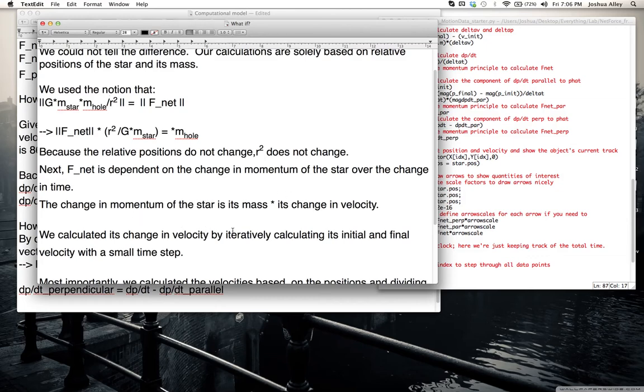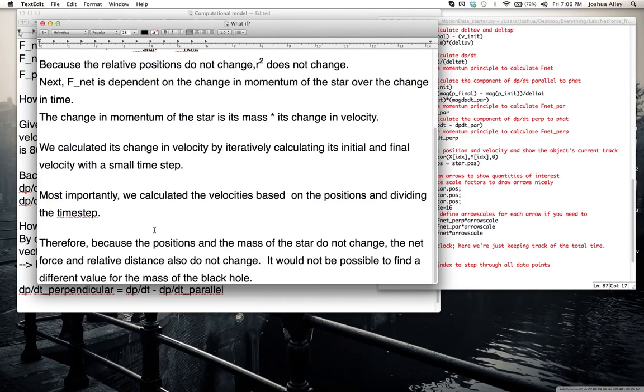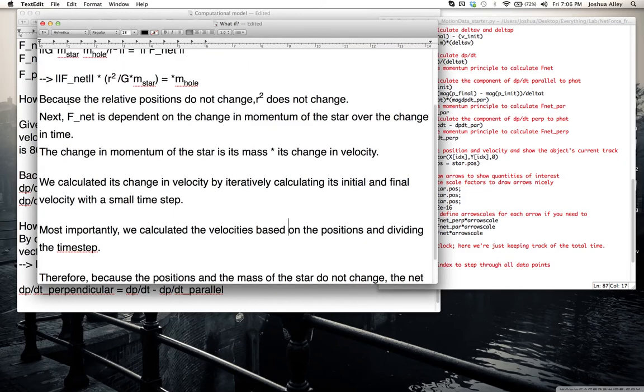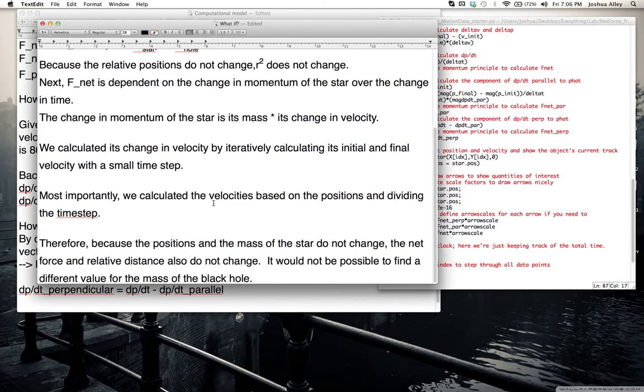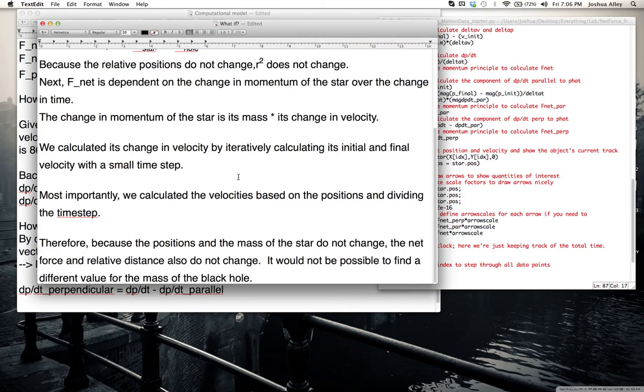We calculate the change of velocity by calculating its initial and final velocity with the time step of 1 day. Most importantly, we calculate that velocity by dividing the positions by the time step. Because of that, our Fnet is dependent on the position and delta t. Because the star's mass does not change, Fnet does not change, and the position does not change, we would still use this equation and yield the same mass of the black hole. So it would not be possible to find a different value for the mass of the black hole.